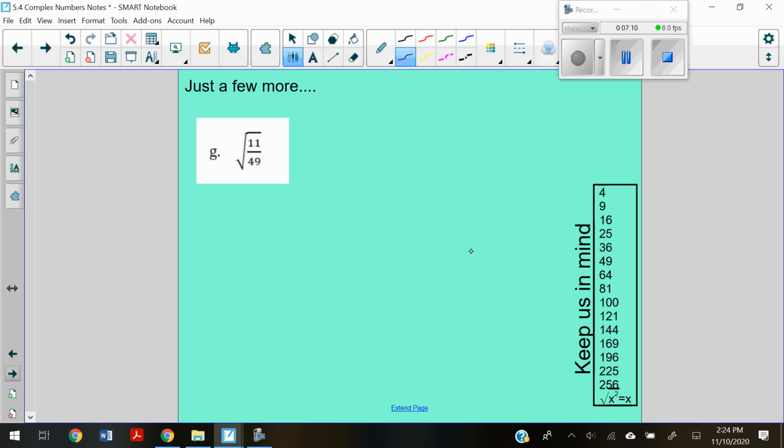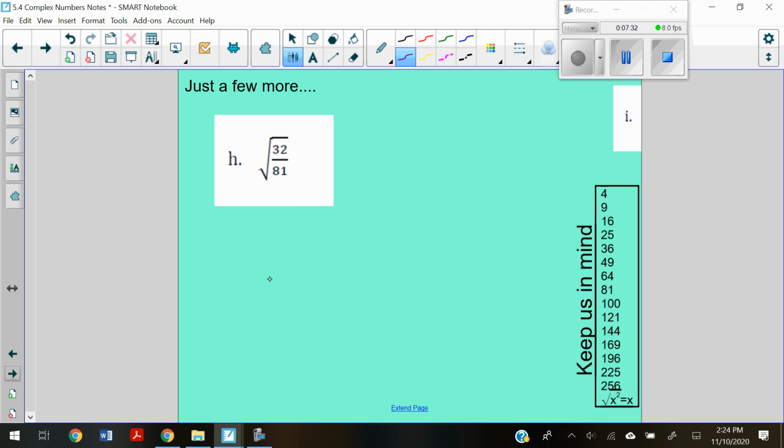All right, let's jump to the back side of our notes and take a look here at G. 11 divided by 49 doesn't simplify, but we can break it apart, and 49 is a perfect square root. So we get square root of 11 over 7. I feel like I'm missing a problem on this page, but we'll see. Oh, nope, good. All right, H, same idea, 32 over 81. Can't really divide those, so we're just going to break it up into square root of 32, and square root of 81 is going to give me 9.